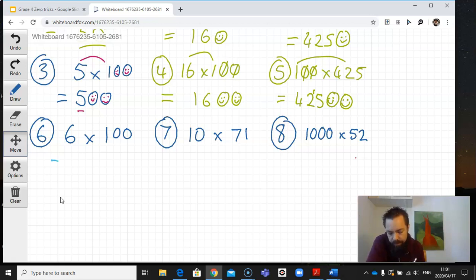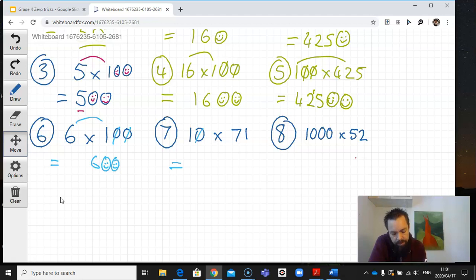Well, with this one, 6, I'm going to take my 2 zeros and put them at the bottom. You don't need to put the smiley faces in, that's just me because I'm showing you that those are the ones that we're dropping down. Then I do 6 times 1, so 6, and the answer to 6 times 100 is 600. I'm sure many of you would have been able to do that without writing anything down.